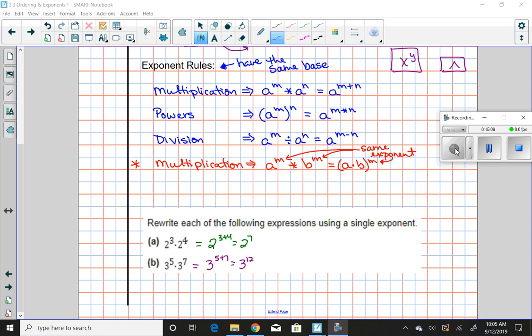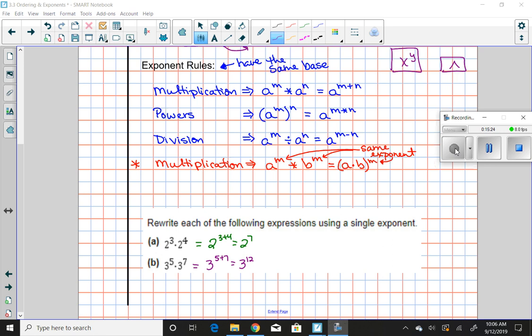All right, so there is my work and my answers. For A, I got 2 to the 7th power. And for B, I got 3 to the 12th power. If you didn't get that, notice what my work is compared to yours. Fix it if you need to, obviously. And let's keep on going.